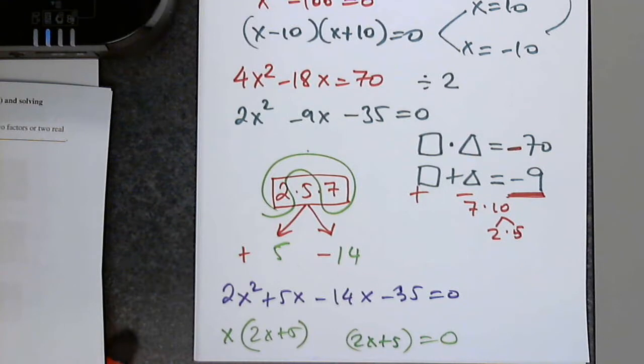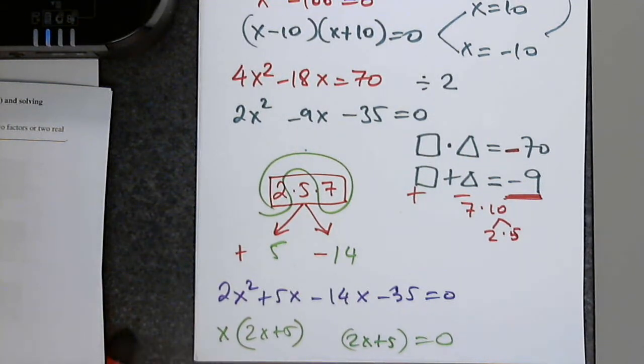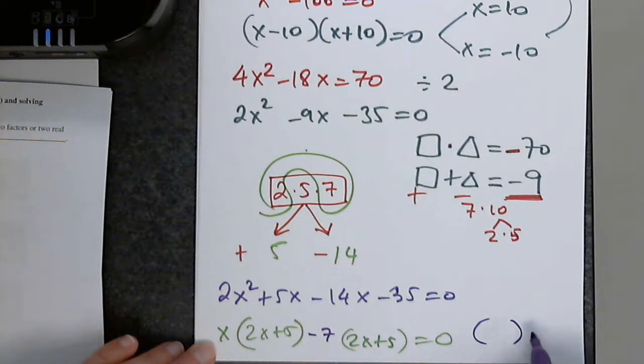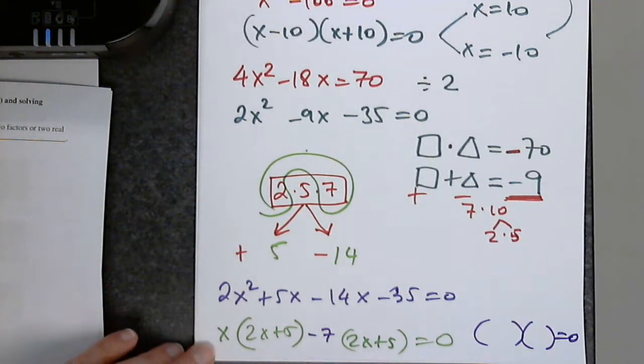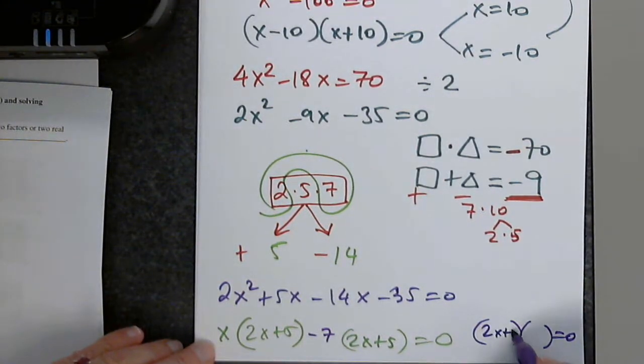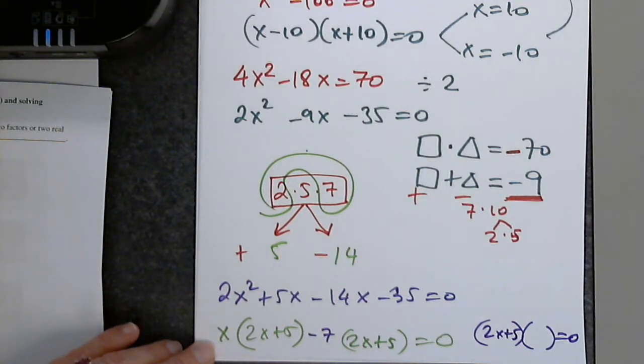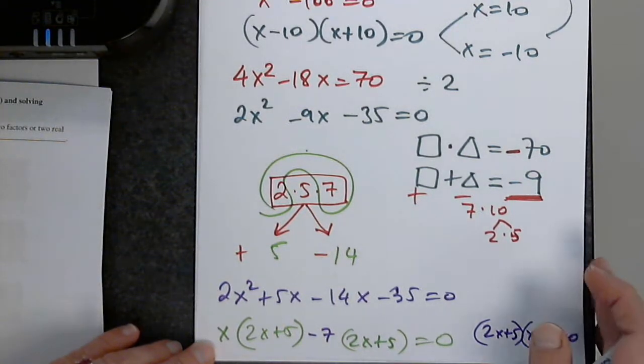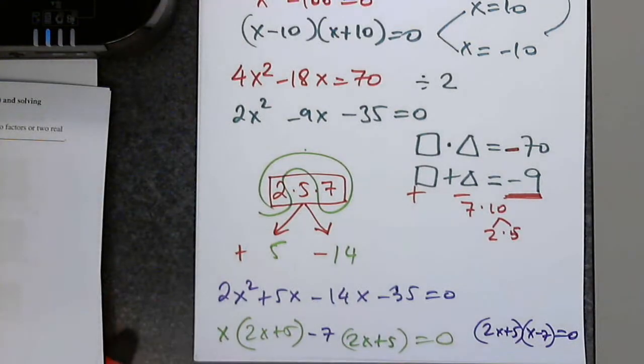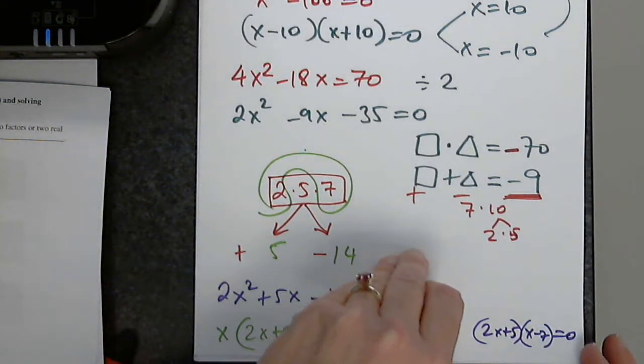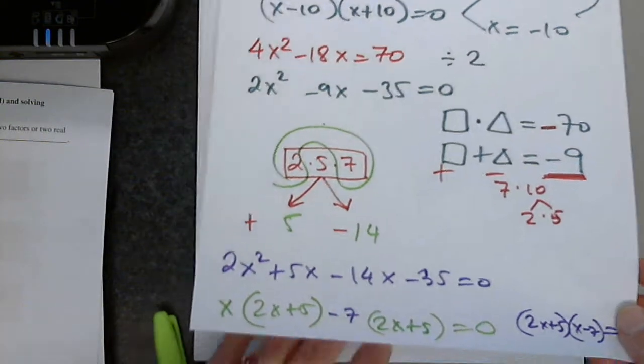I need a sign and a factor. Minus 7. Very good. What is the common factor? 2x plus 5. Of course. And what is left? x minus 7. Very good. So all this procedure was only to factor. We haven't solved the equation yet.